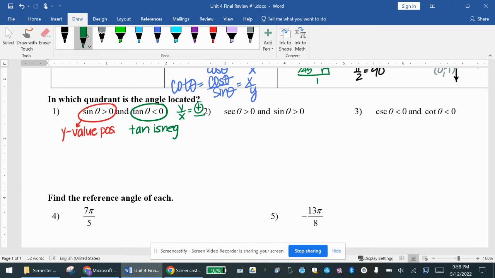Well, positive divided by positive isn't going to give me a negative answer. I want positive over negative. So this means that if my y value is positive, but y over x is negative, then my x has to be negative. So think of your quadrants, right? We got plus, plus, plus, minus. Okay?